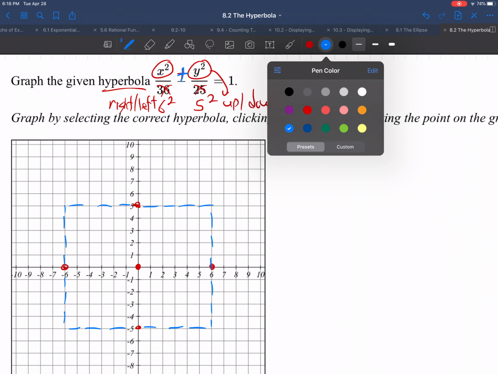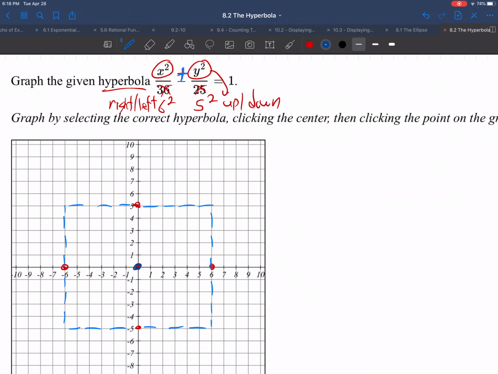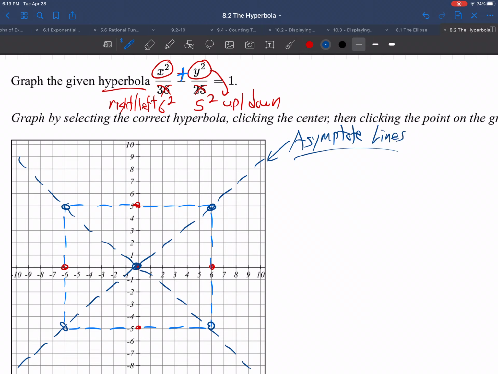And then I'm going to start at the center, and I'm going to go through all 4 corners with a diagonal dotted line, another dotted line. And these are the asymptote lines. They're the guidelines. So starting from the middle, shoot through the 4 corners. That's why you made the box. So you would have the 4 corners so you could put in the asymptote lines. These are called asymptote lines.